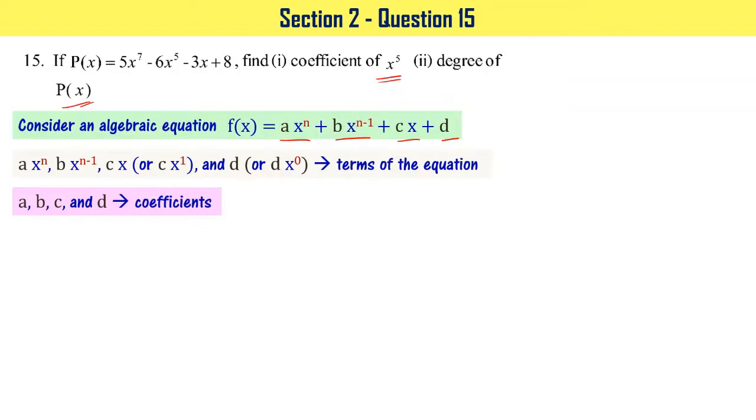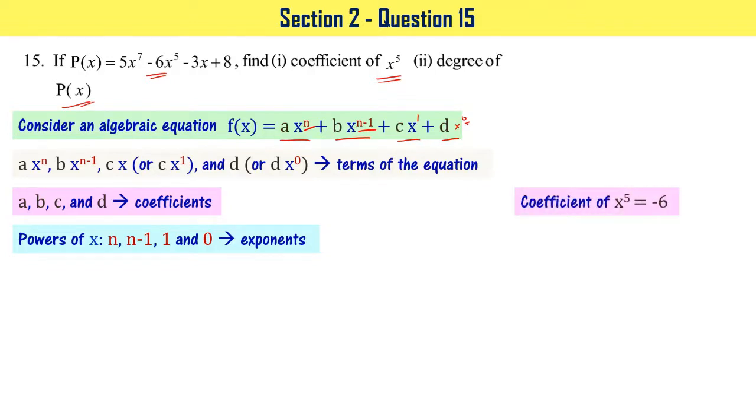So now we can say coefficient of x power 5 is going to be minus 6, right? And powers of x, those are n, n minus 1, 1 here, and x power 0 here. These are called exponents, right? So let's answer: the coefficient of x power 5 is minus 6. So first part is done.